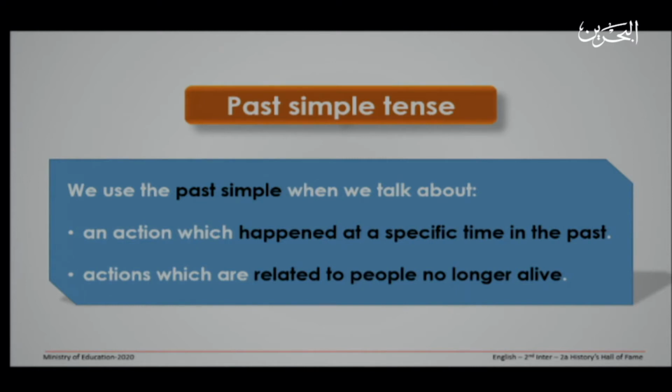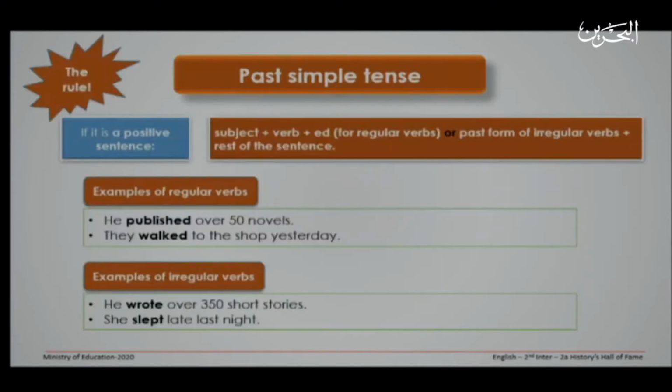Why do we use the past simple tense? We use it when we talk about an action which happened at a specific time in the past. We also use it for actions which are related to people that are no longer alive. Now, how do you form the past simple tense? In the positive sentences, first, we have the subject plus the verb plus ed.